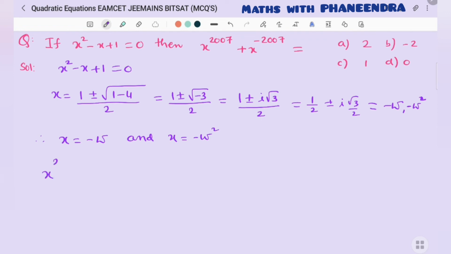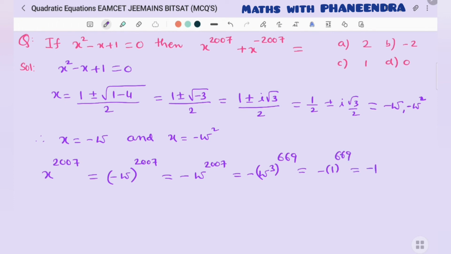So x power 2007 we want, dear students. x power 2007 is equal to minus omega whole power 2007. So minus, odd number of times, 2007 is minus omega power 2007. It is a multiple of 3, so omega power 3 we can write as omega power 3, 669 times. 3 6, 3 9. So omega power 3 is equal to 1, anyway, so minus 1 power 669. 1 power anything is 1 only, so minus 1, since omega power 3 is equal to 1.